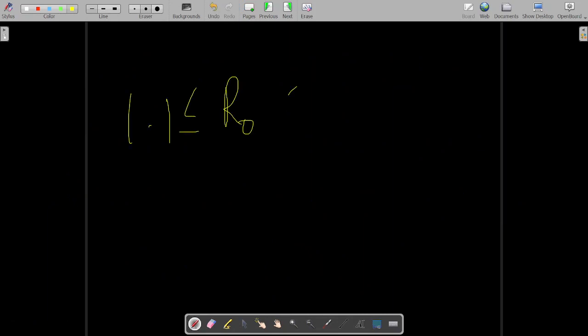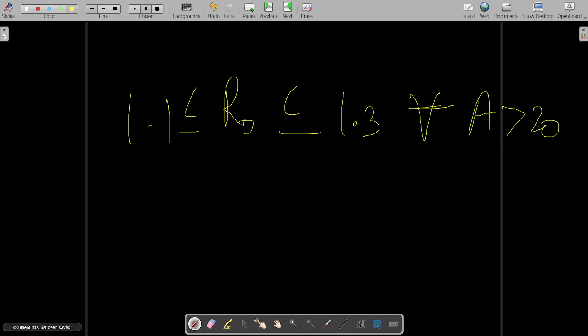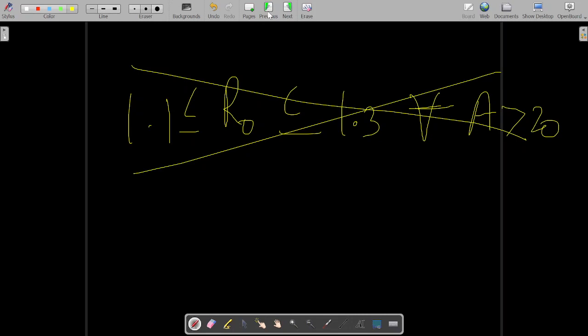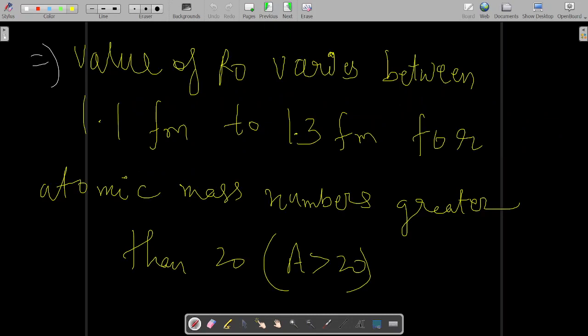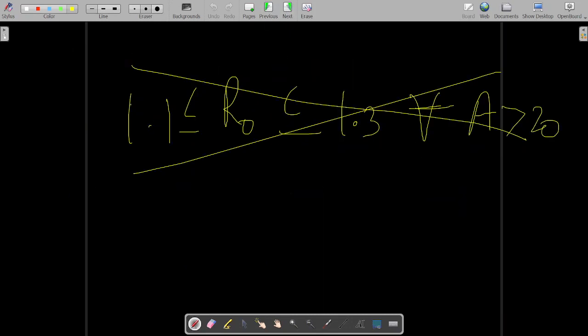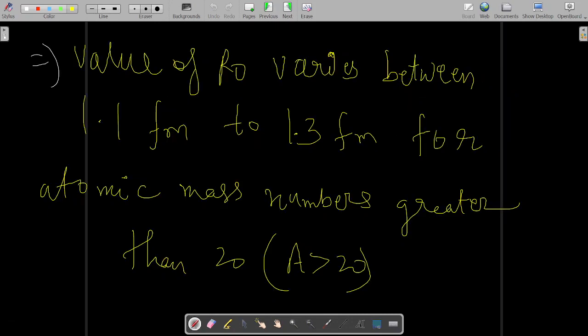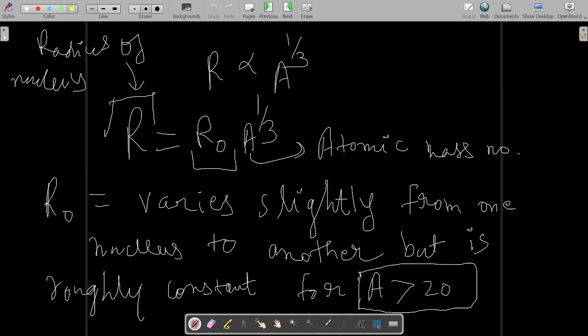But this is not your representation. This is how maths people represent it. So if you remember a little bit of maths, you will be able to understand it in a better way. Otherwise just forget this, it is just for fun. So the value of R naught is between this and this, and this formula is given in the HC Verma book. This is your HC Verma formula.